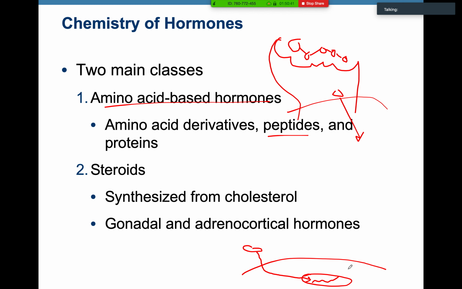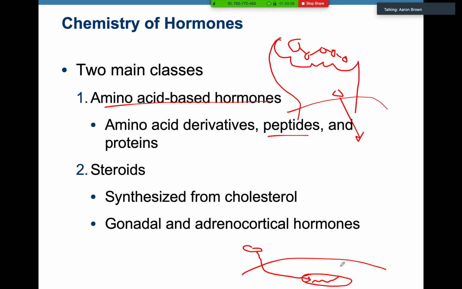Okay. It's very important for Step 1 to know which of your hormones are amino acid type that are binding at the surface, and which type of hormones are going to be diffusing into your cells and causing a change at the level of the nucleus.